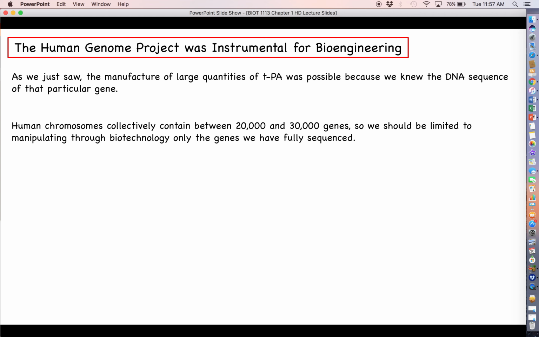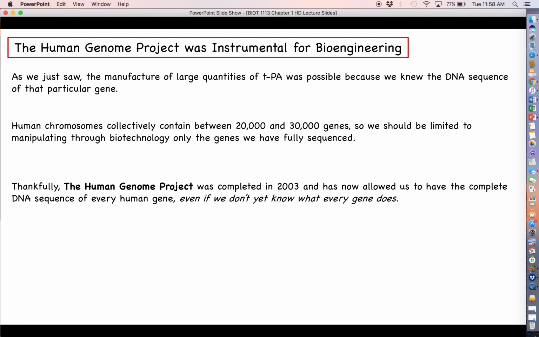So if you think about this for a bit, theoretically, we should be limited to manipulating through biotechnology only the genes that we have fully sequenced. And with 20 to 30,000 genes, it's hard to imagine that we've got all the information on all of those, right? Well, think again, because one of the most important breakthroughs of the century, really, was the completion of the Human Genome Project back in 2003. So we have the entire sequence of the human genome, and that includes all of the genes.